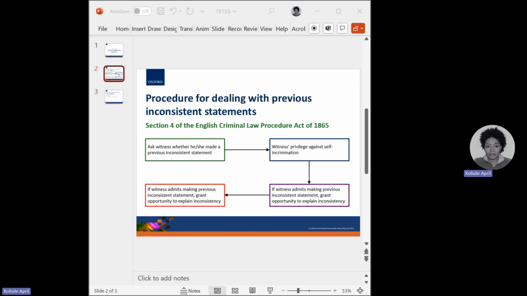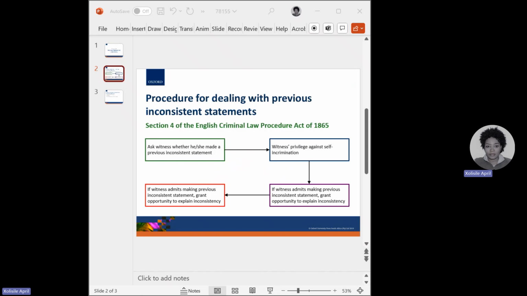So these are the steps to follow. Ask the witness if they've made a previous statement. Example: did you tell the police in a sworn statement that you saw the accused with a gun? If the witness admits, then you must give an opportunity to explain the inconsistency. Example: if the witness says, I was under pressure when I made the statement, or I was mistaken at the time. If the witness denies, you can then prove the statement through other means, for example, by producing the affidavit or calling the police officer who recorded it.